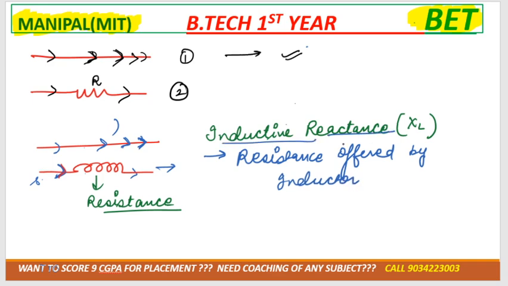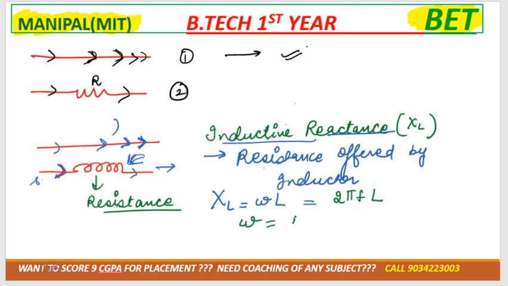Inductive reactance is the resistance present in an inductor, the resistance offered by the inductor only. Correct? So we'll have the formula for XL. XL formula is omega into L. Omega is what over here? Omega is equal to 2 pi f, so XL equals 2 pi f into L.